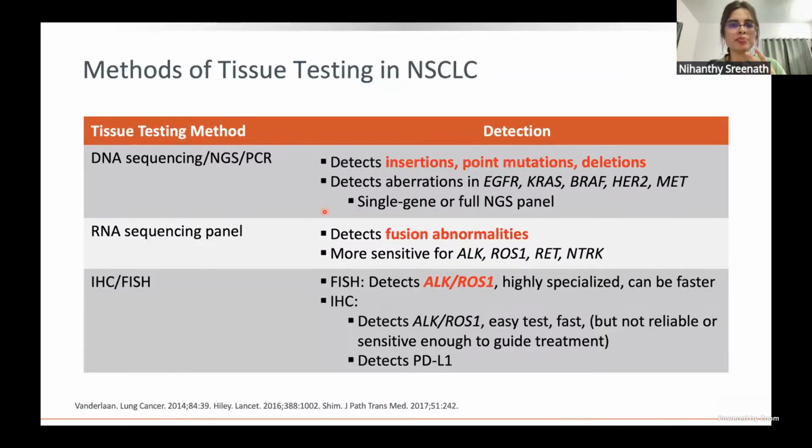So what are the various types of testing? Most commonly, we divide them, one is DNA sequencing, mainly for insertion or point mutation. The common platform for testing driver mutations are EGFR, KRAS, BRAF, HER2. It can be a single gene or a full NGS sequencing. And the other is an RNA sequencing panel. Mainly the fusion abnormalities use the RNA panel, like the ALK, ROS fusions, or the RET or the NTRK fusion. Other tests like IHC and FISH, ALK and ROS being one good example. Importantly, for the IHC, PDL1 and the MMR expression can also be taken into consideration.